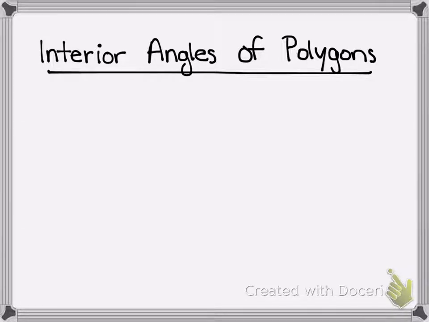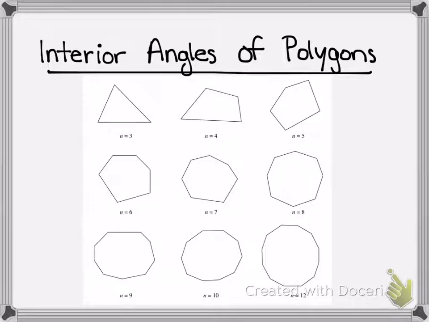First, it's important, of course, that we understand the terminology. So let's look at some polygons. And when we're considering what we call the interior angles of a polygon, these are the angles formed between the sides of the shape. So in my triangle, we're talking about these angles.